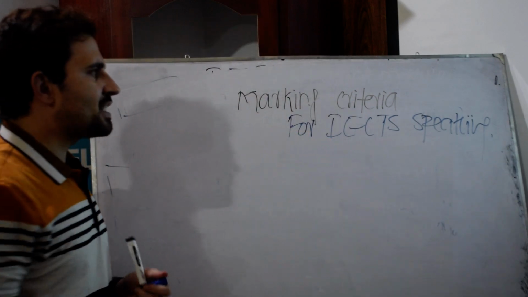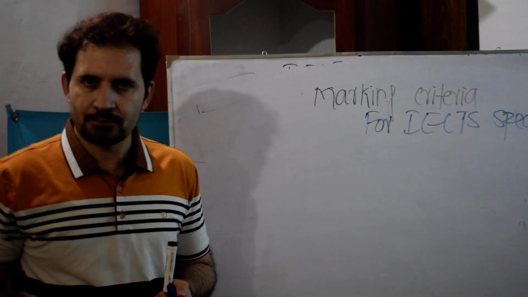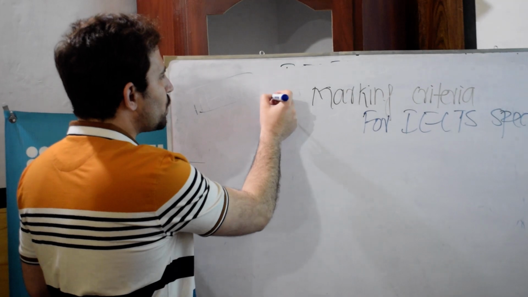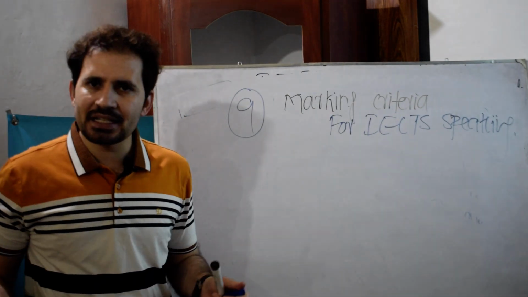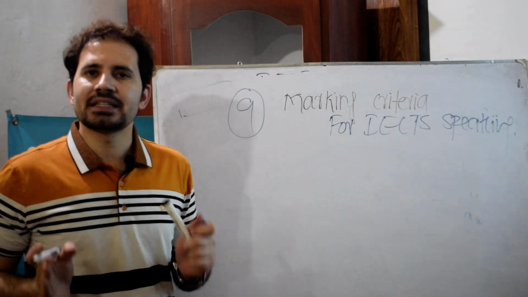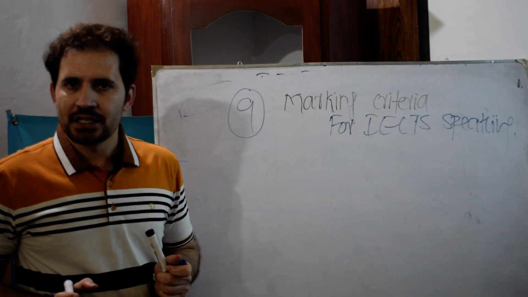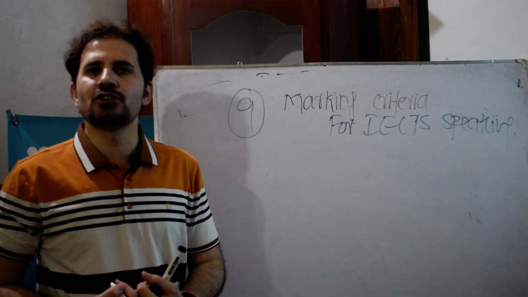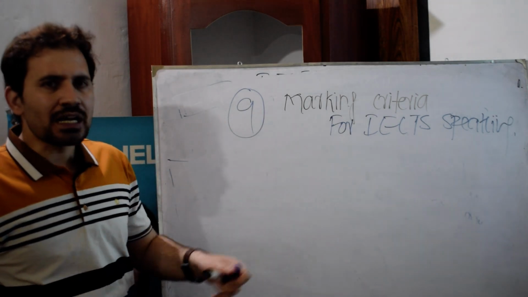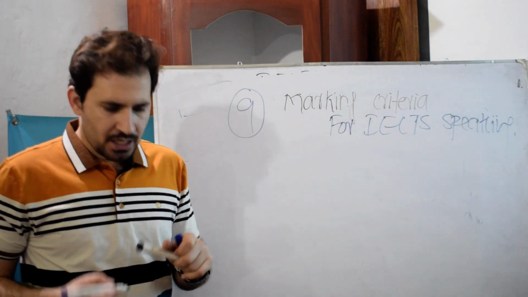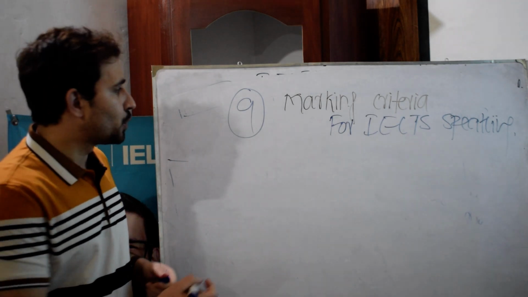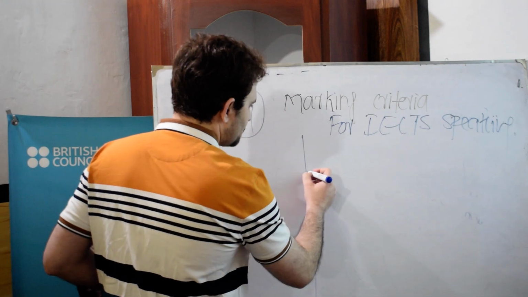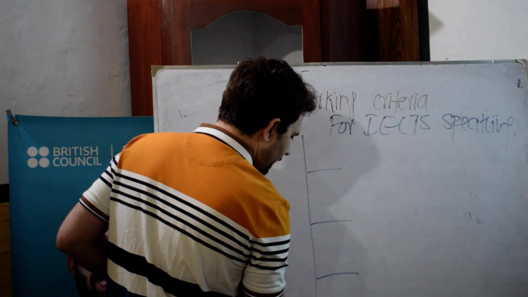What is the marking criteria for the IELTS speaking test? The IELTS speaking module has an overall 9 bands. The complete band score that the IELTS speaking module has is 9 bands. Then how will the examiner give you marks out of 9? There are 4 areas that the examiner will be grading you on.